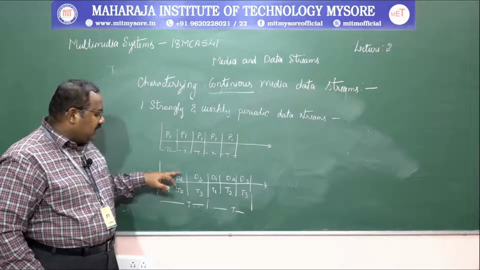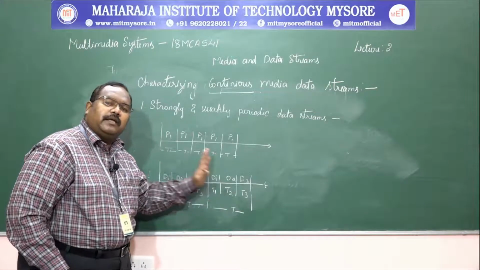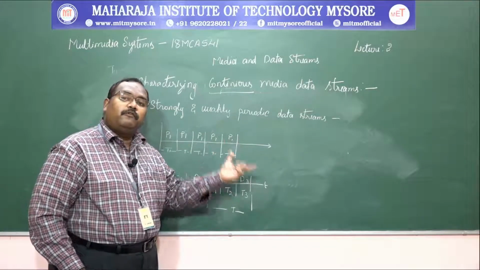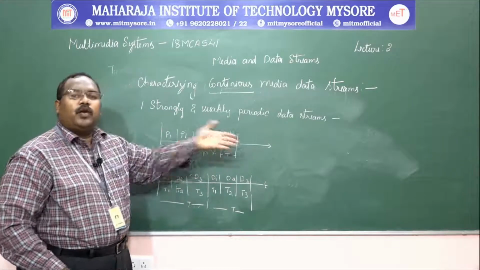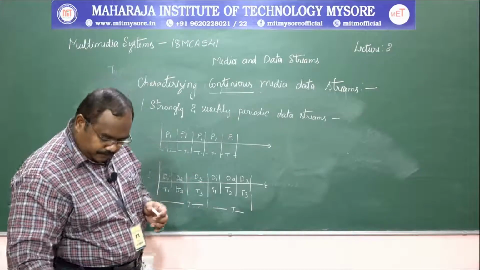That's why we call it a weakly periodic data stream. We look at the sizes of these packets: D1 is different from D2 and D2 is different from D3. But again the same sequence is repeated. So we call it periodic, but since the size is varying, we call it a weakly periodic data stream. Next is aperiodic data streams.